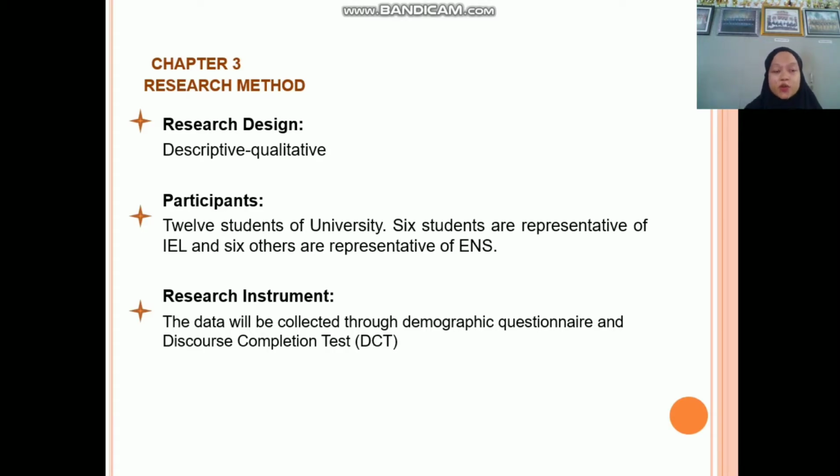This research will use descriptive qualitative research, with 12 university students as participants. Six students are representative of Indonesian English learners, and six others are representative of English native speakers. The data will be collected through a demographic questionnaire and DCT.